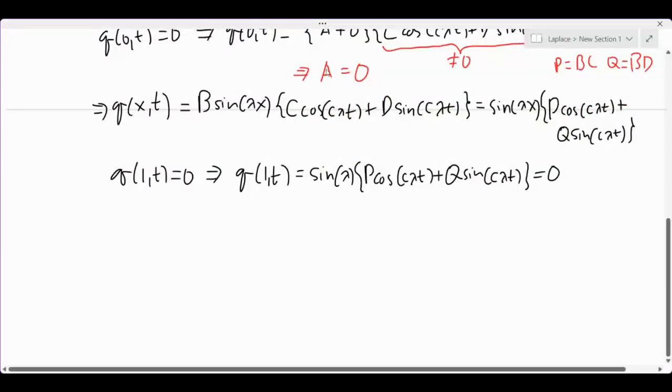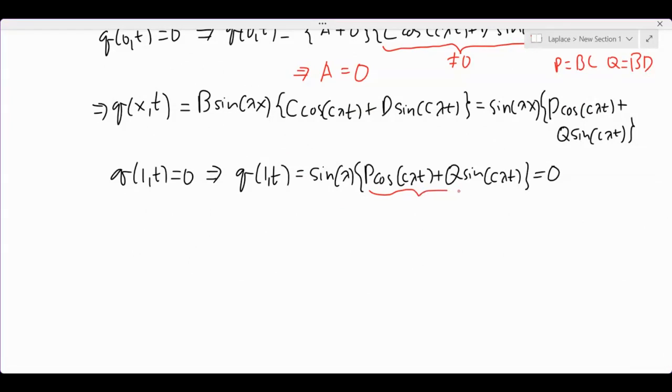Since again, the expression given by P cosine of c lambda t plus Q times sine of c lambda t is a function of t not identically equal to 0, then we infer that sine of lambda will be equal to 0, which implies that lambda will have to take on the form n times pi, or multiples of pi, where n takes on values from the positive integers.